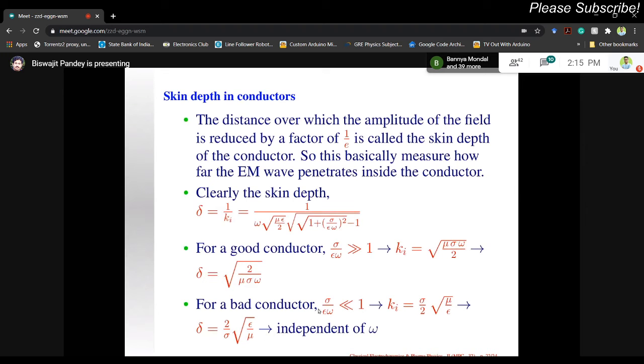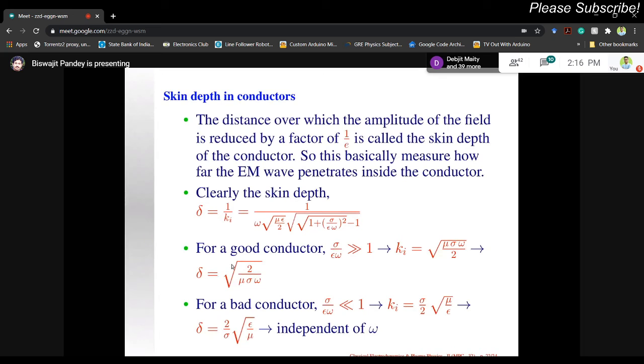So if you take a bad conductor, then sigma by epsilon omega is much less than 1, and you see ki can be written as sigma by 2 times square root of mu by epsilon, and naturally delta will be the inverse of that. Now what is the difference between a good conductor and a bad conductor? You see, for a good conductor, skin depth depends on frequency, whereas for a bad conductor it is completely independent of omega. It doesn't depend on frequency.